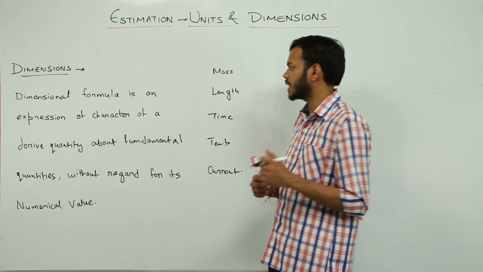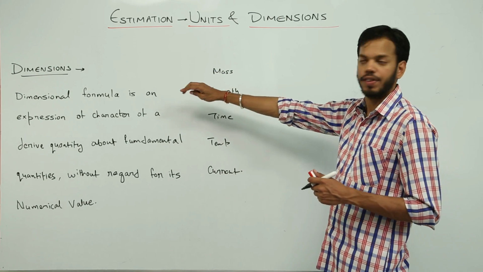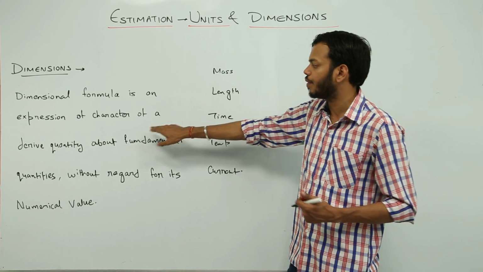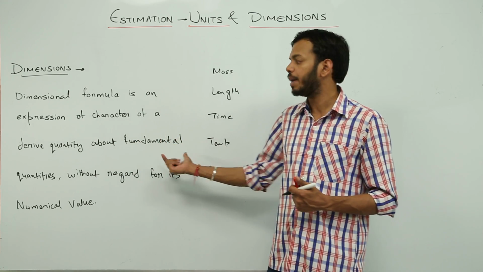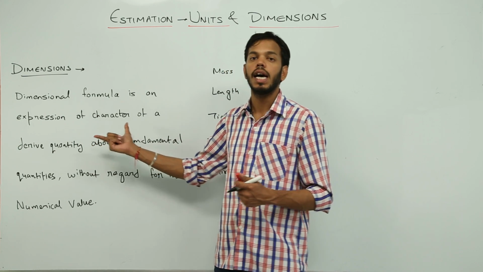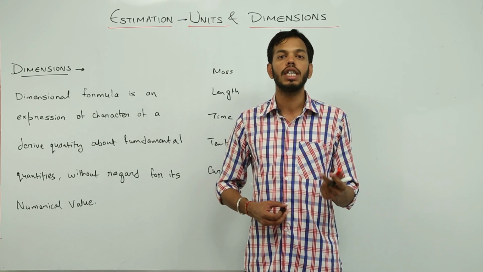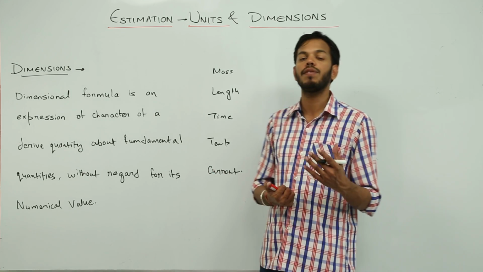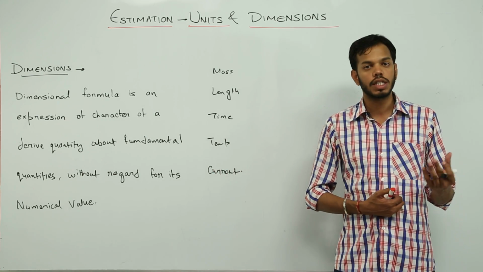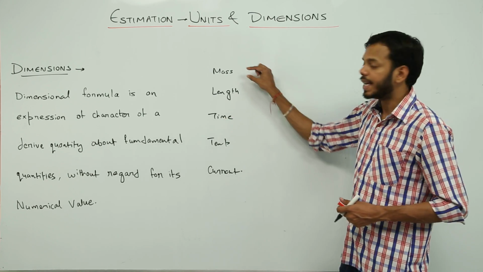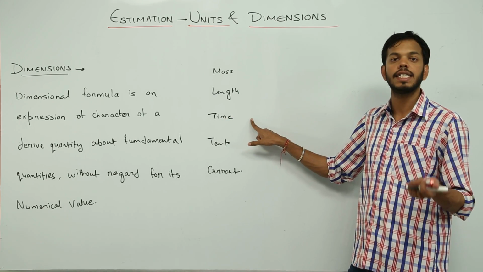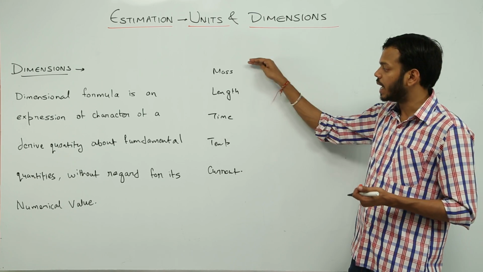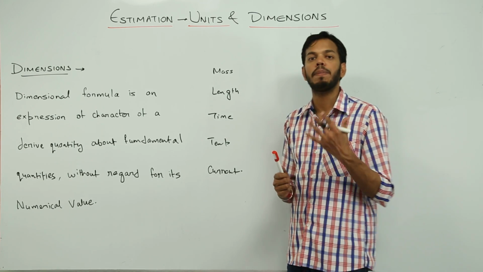value it has. For example, let's read out the definition first. Dimensional formula is an expression of the character of a derived quantity about fundamental quantities. This statement represents how a derived physical quantity depends on fundamental quantities. Like I gave you a few examples: velocity depends on length and time. Oscillation depends on length and time square. Then force depends on mass, length and time square. So this is just a dependence thing.